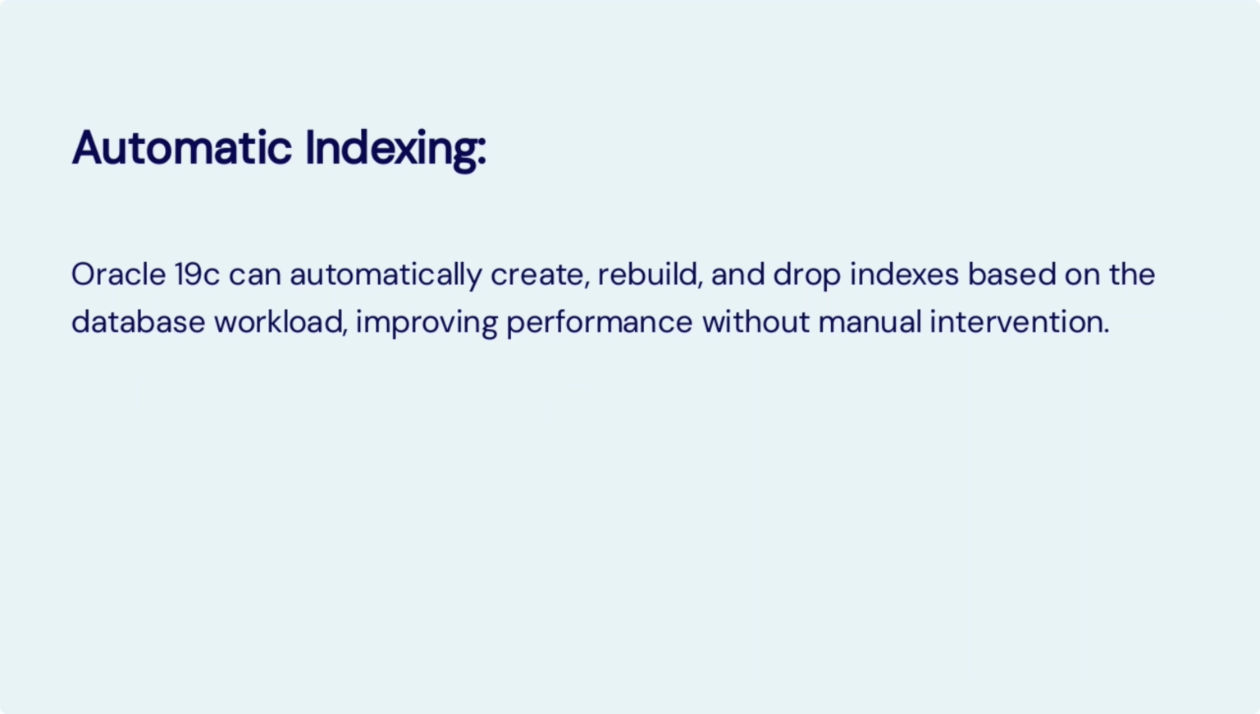Oracle 19c introduces automatic indexing, which means the database can now create, rebuild, and drop indexes based on the workload without requiring manual intervention. This feature significantly improves performance by adapting to the database's changing needs.